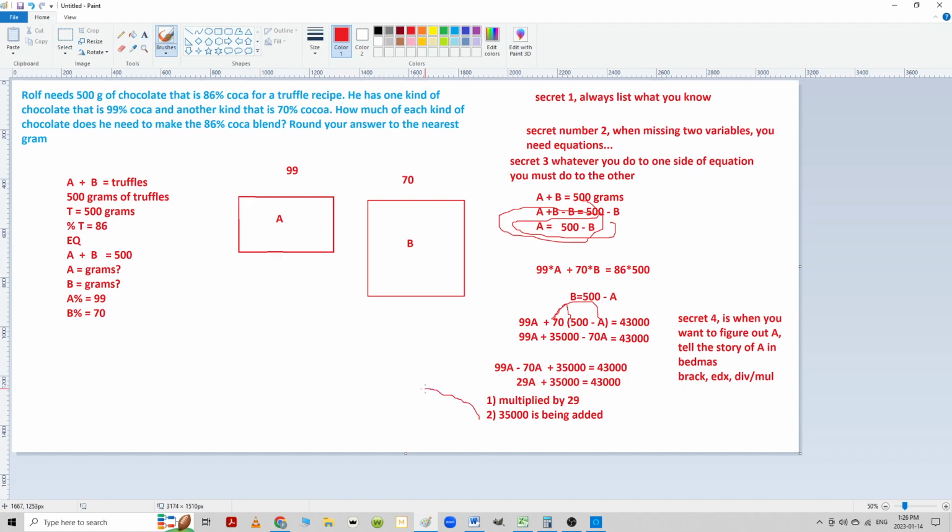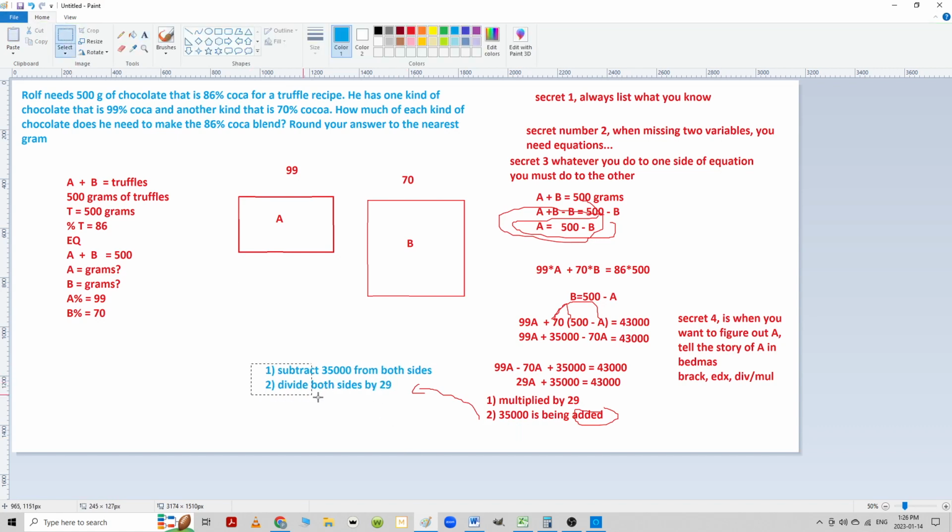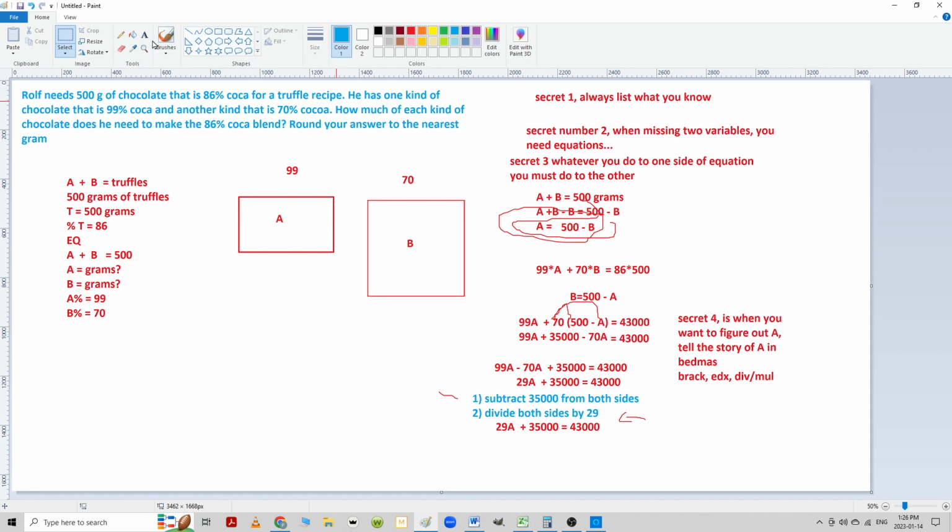Now the secret to unraveling the formula is we must tell this story in the last step. We must take the last step and we must make it our step number 1, and we must do the reverse operation to both sides. So we take our last step, we make it our first step, and we're going to subtract, that's the reverse operation, 35,000 from both sides. And then we're going to look at our other next step up above it. Instead of multiplying by 29, we're going to divide both sides by 29. And if you follow this rule of how to unravel something of one variable, you can't go wrong. We now have a formula for how to deal with this formula. We're going to follow the steps in order. We're going to first subtract 35,000 from both sides.